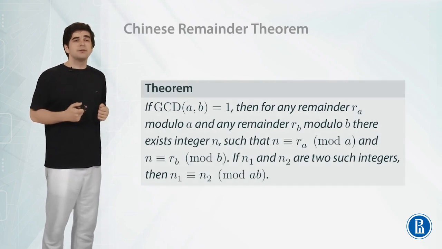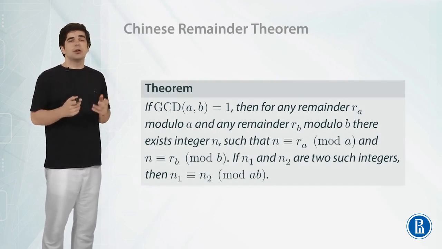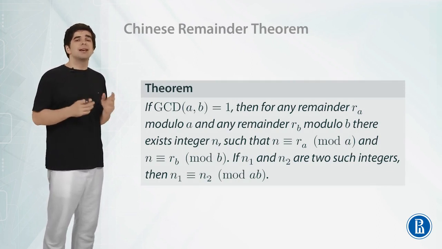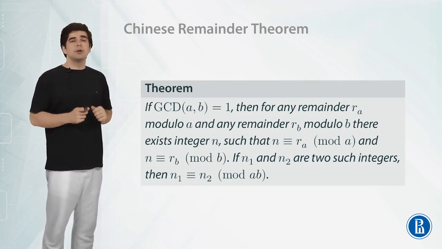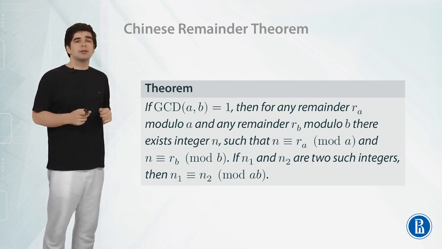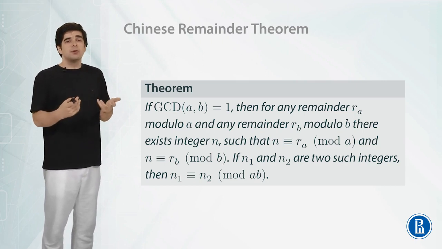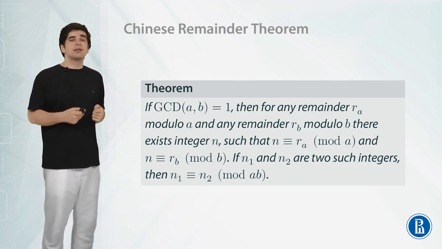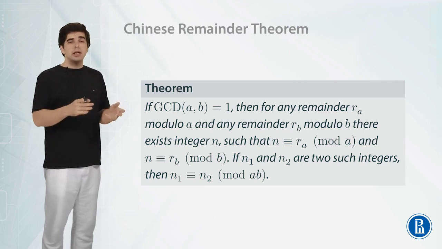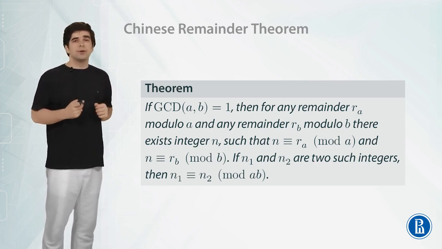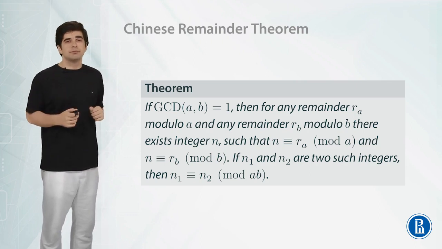So the theorem itself states that if a and b are coprime, then for any remainder Ra modulo a and any remainder Rb modulo b, there exists some integer n such that n has remainder Ra modulo a and remainder Rb modulo b. Also it says that if there are two such integers n1 and n2, then their remainders modulo the product of a and b are the same.